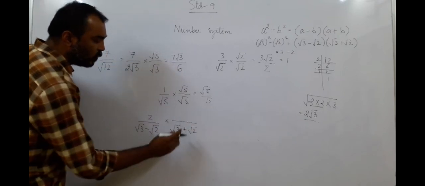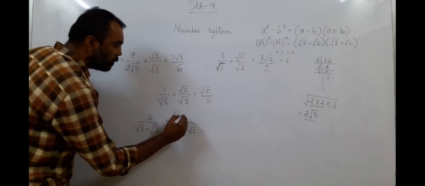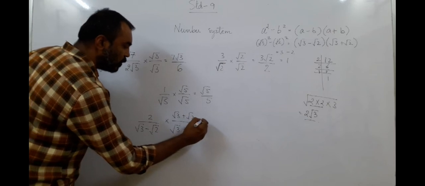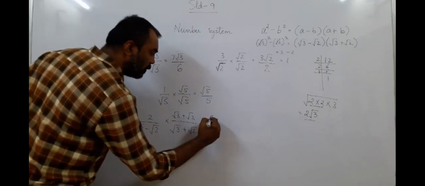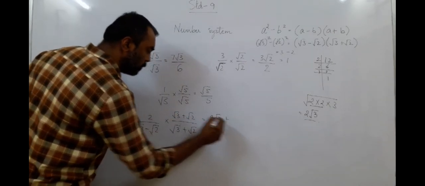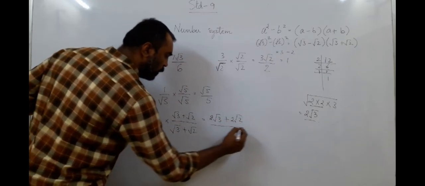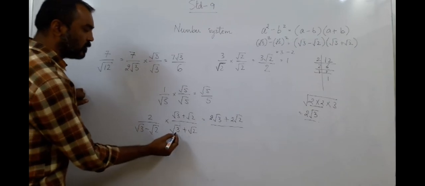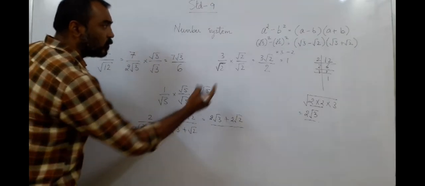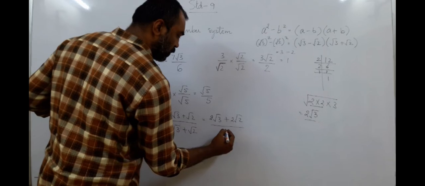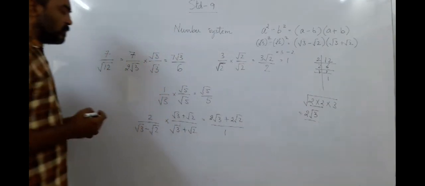Because I multiply the denominator, I also multiply the numerator. What do we get? 2 into root 3 is 2 root 3. 2 into root 2 is 2 root 2. And below I get root 3 into root 3 is 3, so what I got here is 3 minus 2, that is 1. So this is how I rationalize.